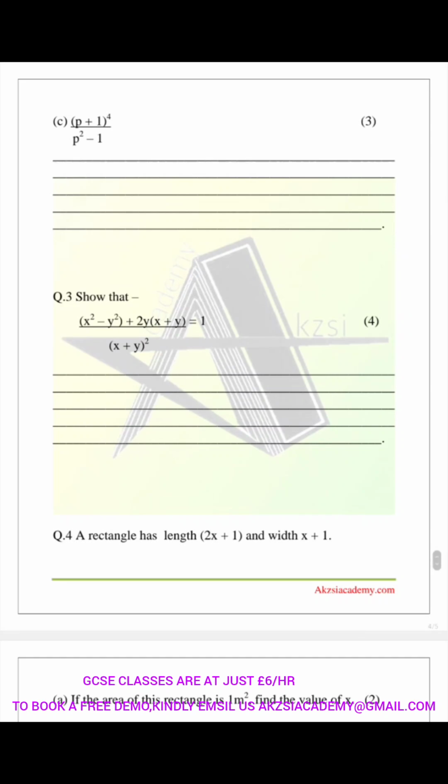Moving on to the next one, it's already given: (p + 1)⁴ over p² − 1. Okay, (p + 1)⁴ is already factorized. And p² − 1, separated by a negative sign, root of p² is p and root of 1 is 1. So (p + 1)(p − 1) is the factorization of p² − 1. And I can cancel out p + 1. So one p + 1 will be cancelled out, remaining (p + 1)³ over (p − 1), our final answer.